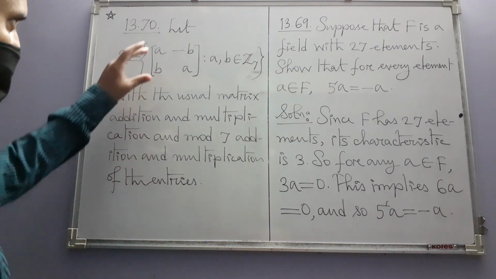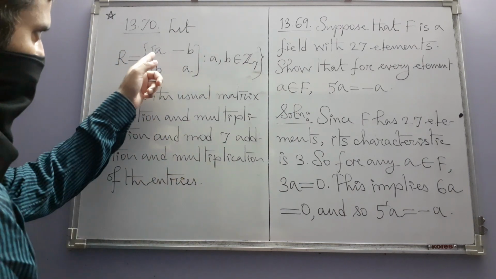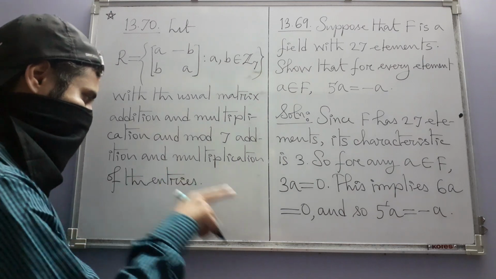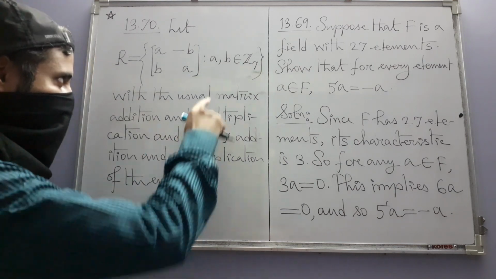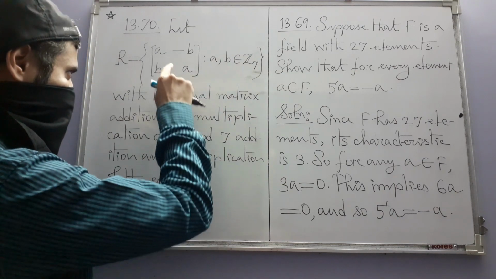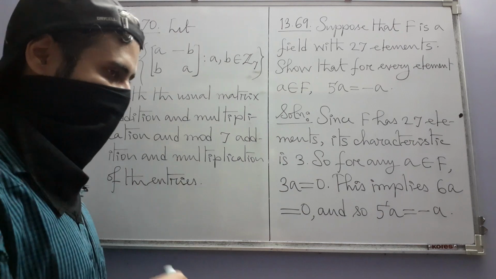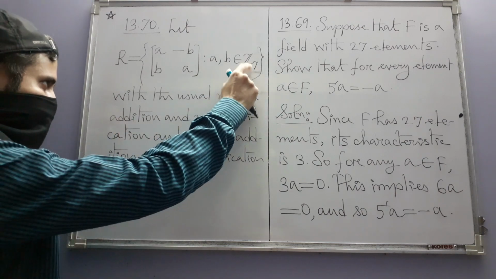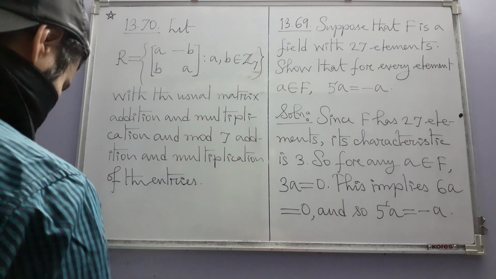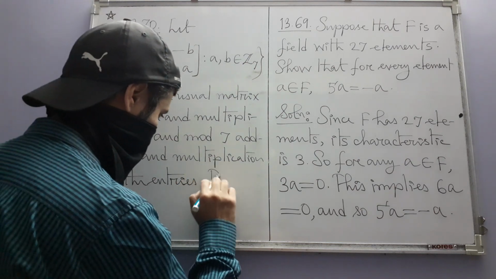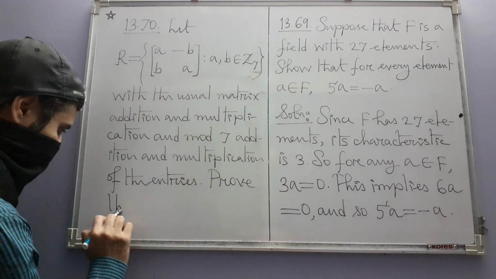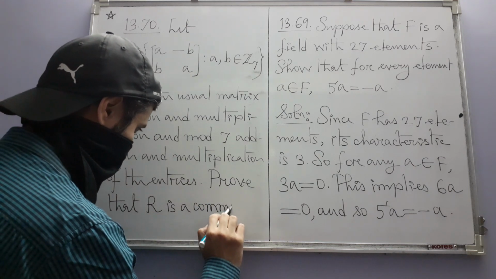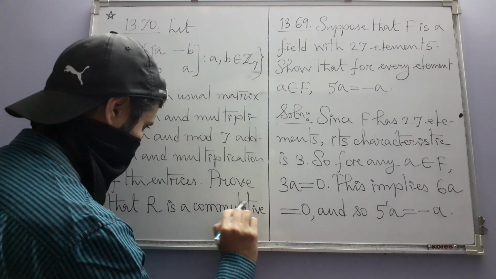That's because if you try to add two such matrices, then the entries have to be added, corresponding entries, by the definition of matrix addition. That entry addition is addition modulo 7, because the elements are also coming from that system. And if you multiply two such matrices, then the entries need to be added as well as multiplied. So there you are again going to use mod 7 addition and multiplication from this system. So under these two operations, we have to prove that R is a commutative ring.